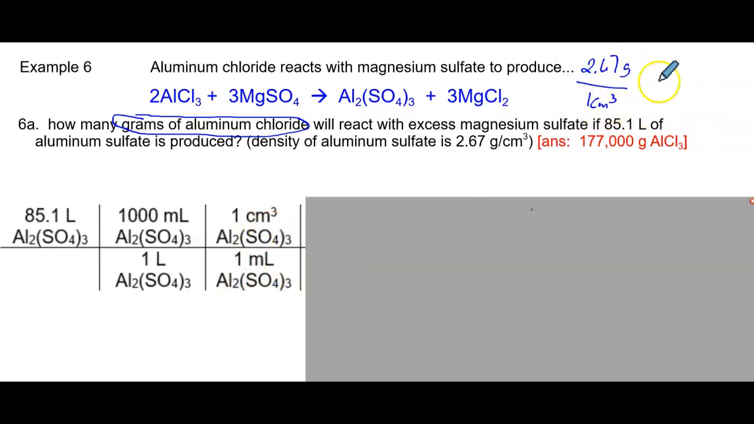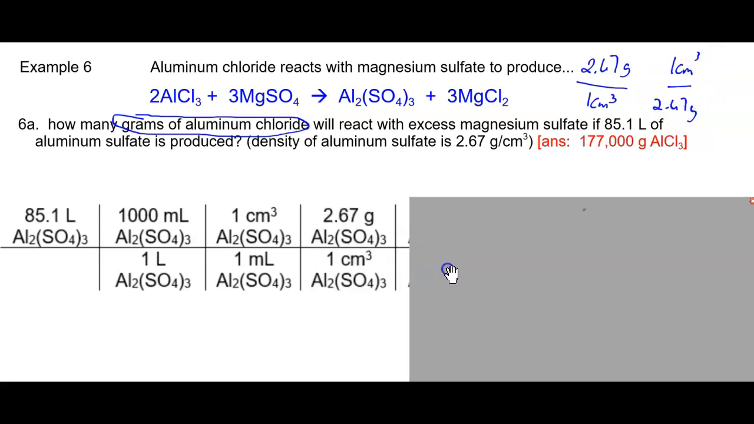Now I can use my density ratio to flip from volume into mass, and I can write it this way, or I could write it the other way. I could flip it, meaning 1 centimeter cubed equals 2.67 grams. So we need to see which way we need that. We need it the right side up. So we put centimeters cubed here so they cancel, and grams of aluminum sulfate goes on top.